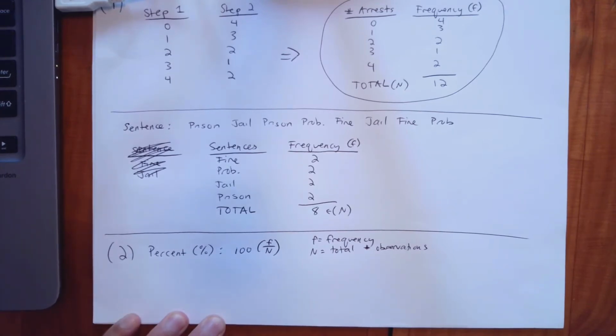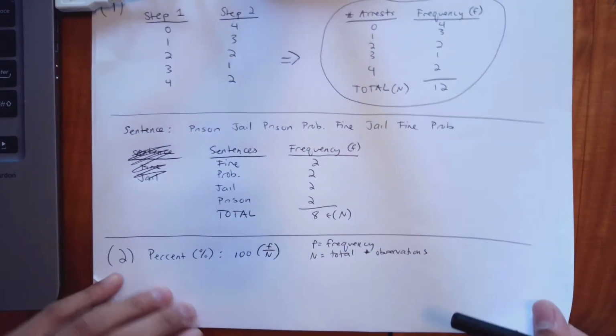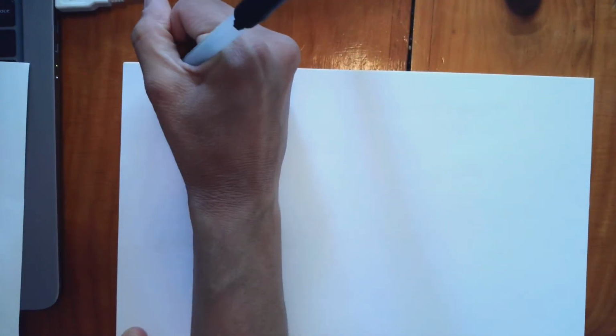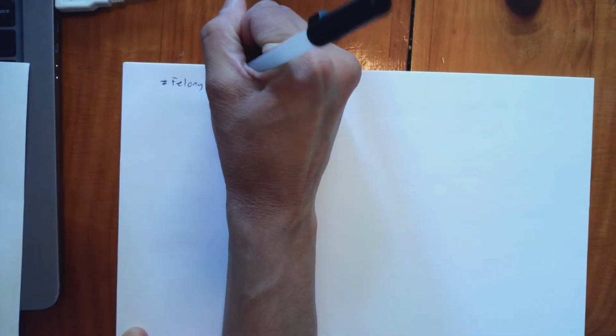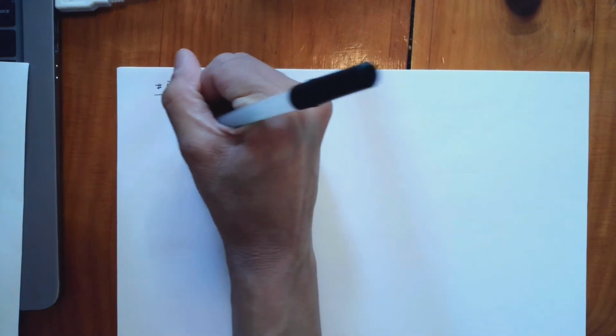So I'm going to write out our first frequency distribution again here. So we're going to a new page to do this. And so we'll say our frequency distribution looks like this. Number of felony arrests, where the possible numbers of arrests we could have in our original sample here were 0, 1, 2, 3, and 4.